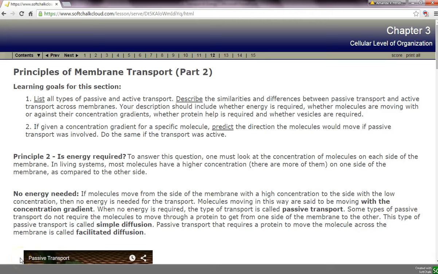Okay, so now we're going to talk some more about membrane transport, but we're going to talk about the second principle. And the second principle is to ask, is energy required? And so let me switch to a demonstration that I do.